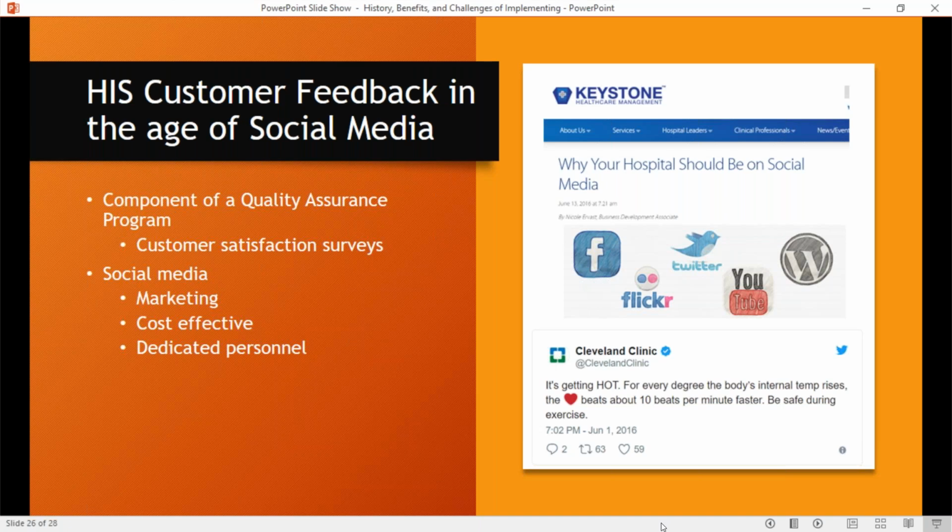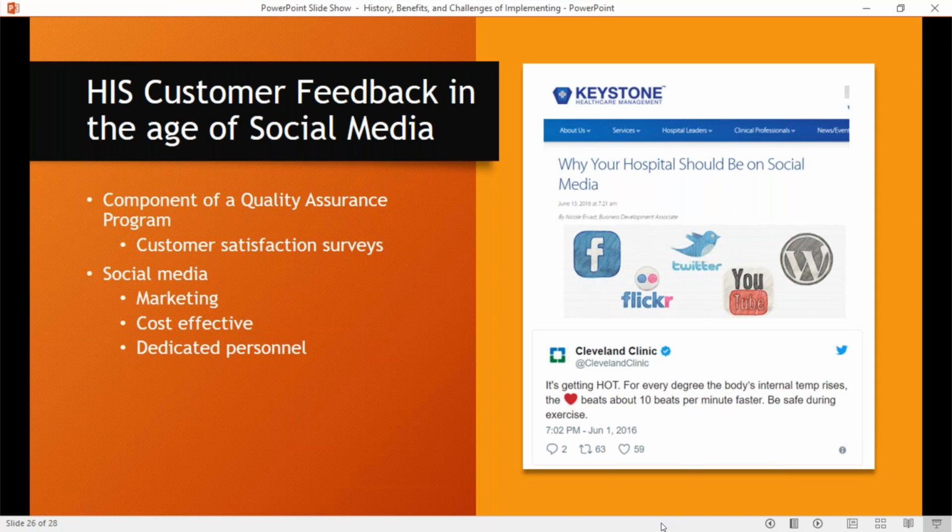One of the other things that we have to consider is customer satisfaction. Okay, here we go, I got my slide now. One of the things that is a critical component of quality assurance in managing a hospital is customer feedback or customer satisfaction. And this is a big part of how you manage and market your hospital right now. There is an added benefit of your hospital being on social media. It's basically free marketing.